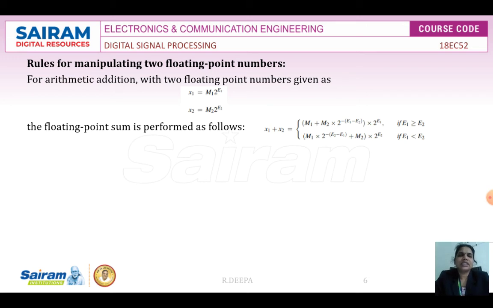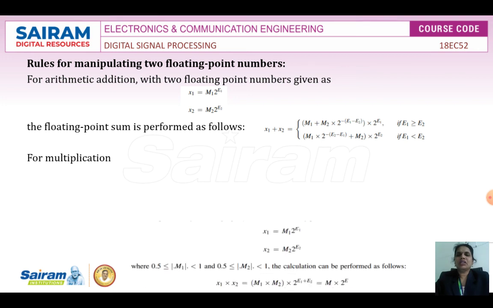If e1 is greater than e2, you can add as m1 plus m2 into 2 power of minus (e1 minus e2), into 2 power of e1. Suppose e1 is less than e2, the sum is m1 into 2 power of minus (e2 minus e1) plus m2, into 2 power of e2. This will be the sum if we make use of this floating point format in order to avoid the overflow condition.